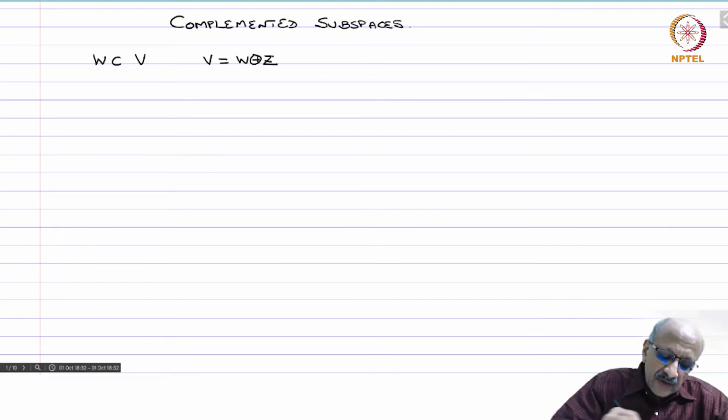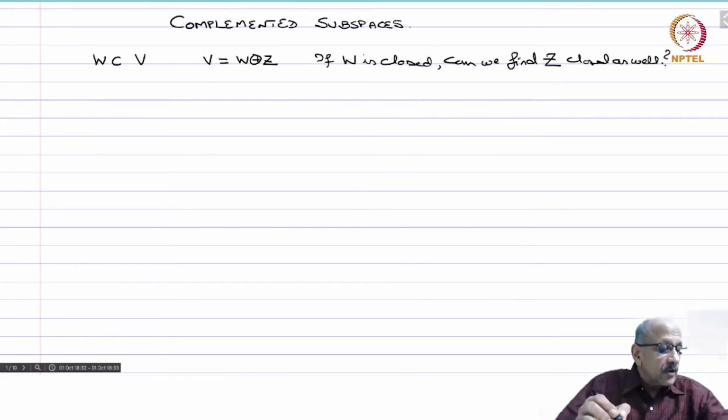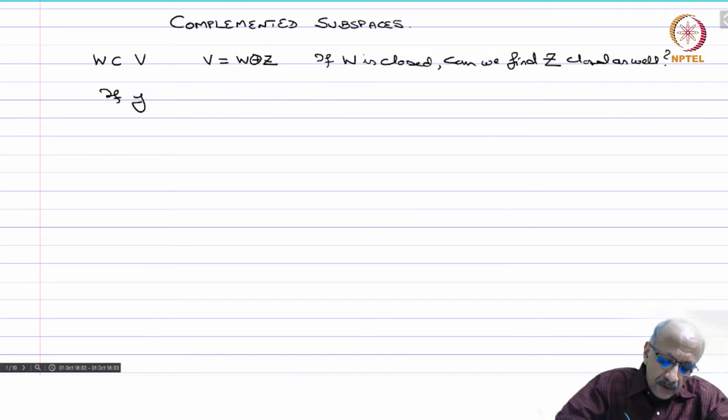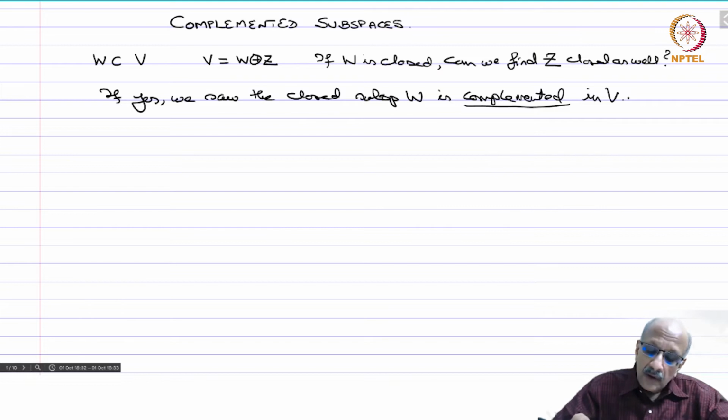Now the question is, if W is closed, can we find Z closed as well? So this is the question which we want to ask. If yes, we say the closed subspace W is complemented in V. So the question is whether every closed subspace has a complement or not.